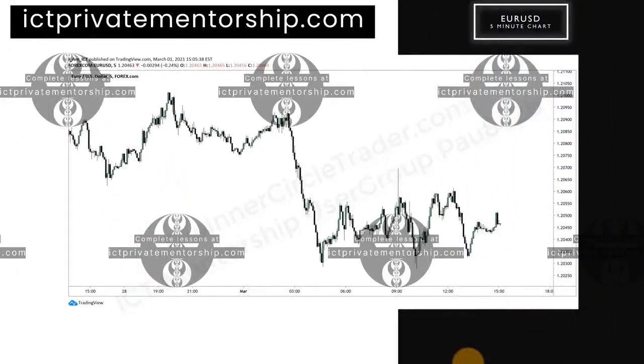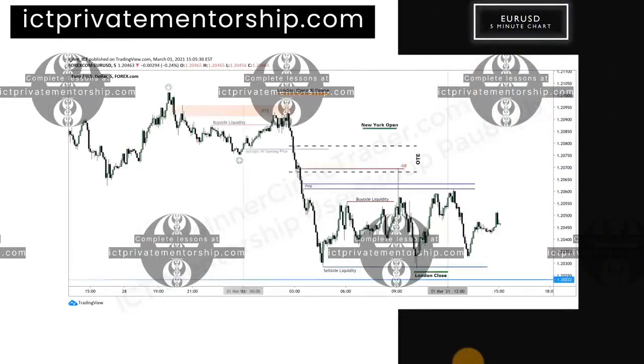All right, so here's the Euro dollar 5-minute chart, and we'll take a look at the annotations here. Right away, you can see that there is optimal trade entry here. Now, before I get into it, just know that we have been anticipating the completion of the market maker buy model on the dollar index, and that would translate to lower prices expected in Euro dollar and cable.